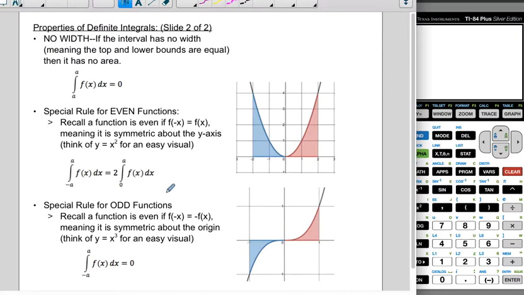So the no width property. If an interval has no width, meaning that the top and bottom bounds are the same, then it also has no area. You have to have a width to have an area. So if you integrate from a to a of some function, you just get 0.